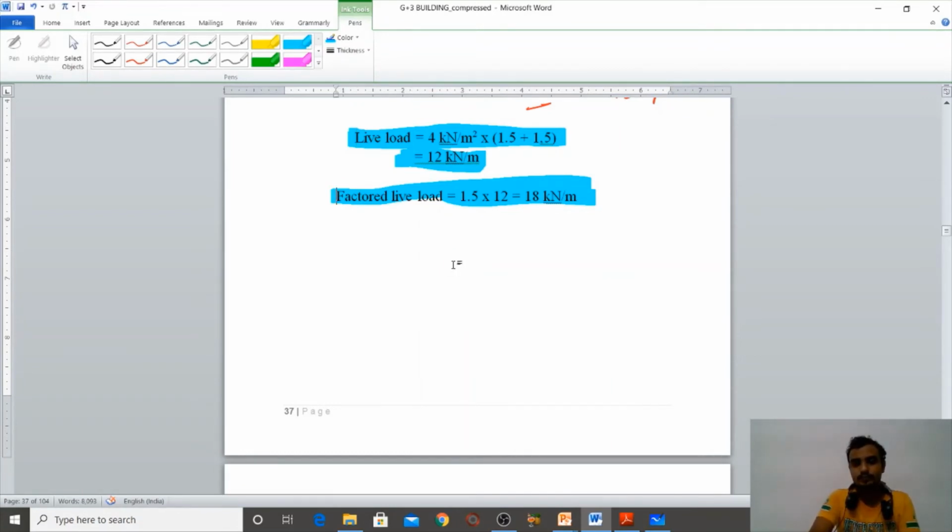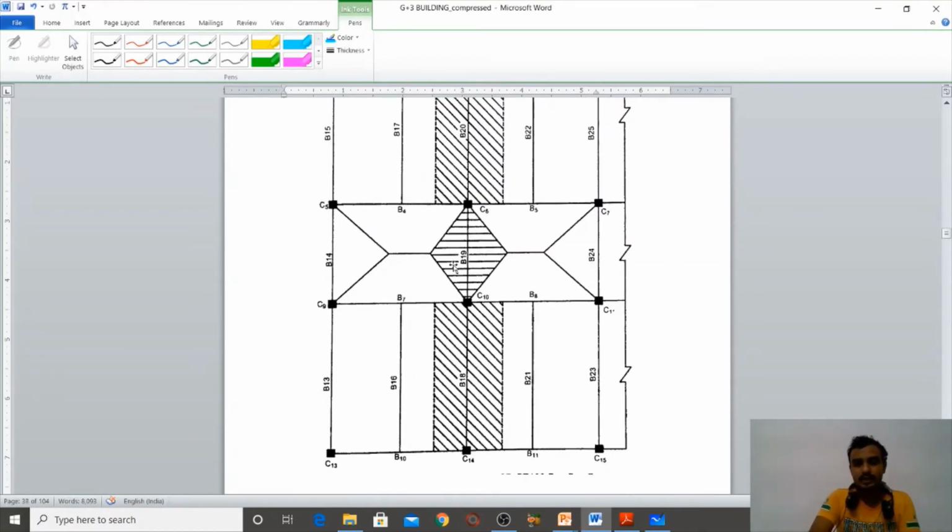Understood? Here is a drawing. This is the load mechanism, you can see here.